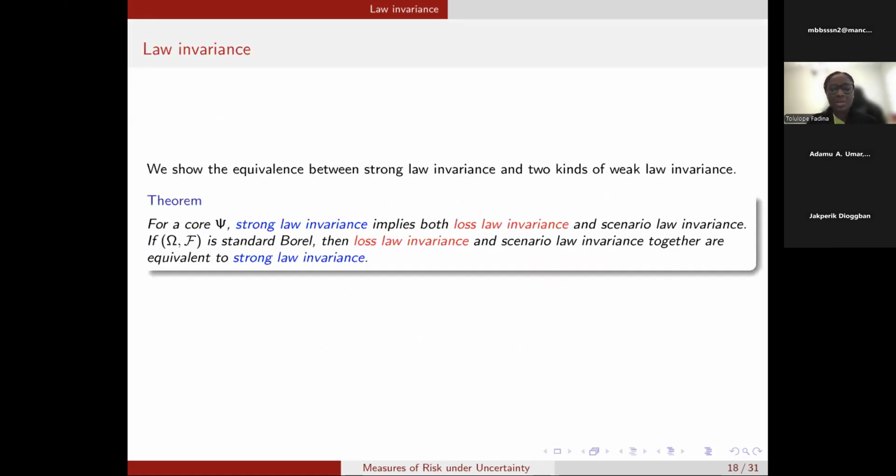So I will skip this particular part, but the result here is basically that we have this equivalence between strong law invariance and the loss law invariance and the scenario law invariance. So we tag the loss law invariance and the scenario law invariance as weak law invariance, and then we have the strong law invariance, and we just establish the combination. You can establish that strong law invariance implies loss law invariance plus scenario law invariance, and also you can prove that the combination of loss law invariance and scenario law invariance gives you strong law invariance, provided you are working within a standard Borel space.